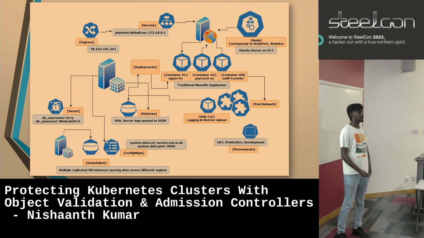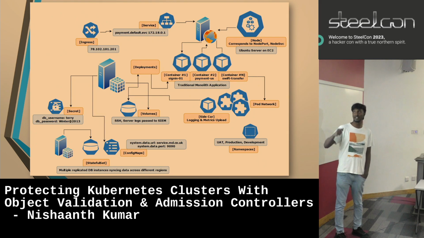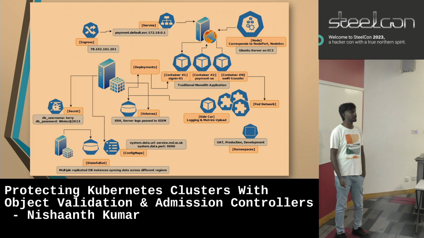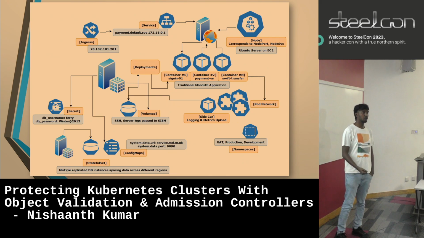So a service is nothing but a mapping of an internal IP, which is in the range of 172, with a name. So basically payment is the service name, default is the namespace where the service is going to run, and SVC is just the service. Now that we have been assigned an IP of 172 whatever, you still can't reach it, right? Because it's an internal IP.